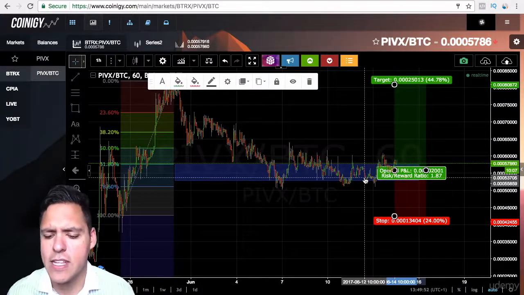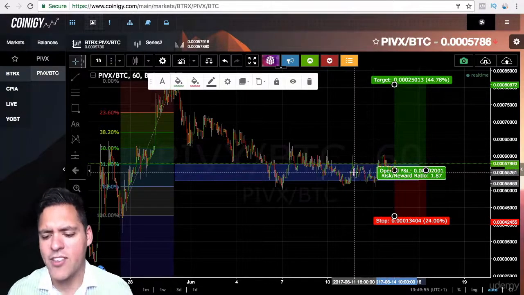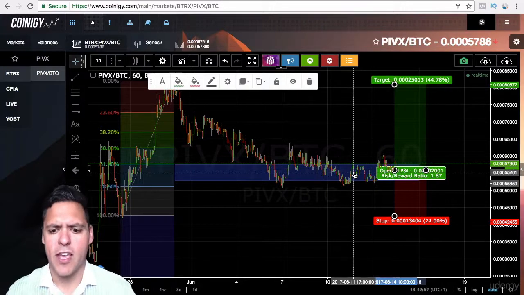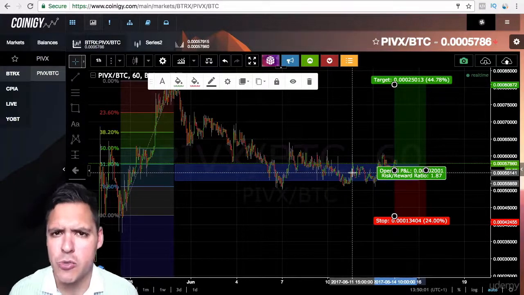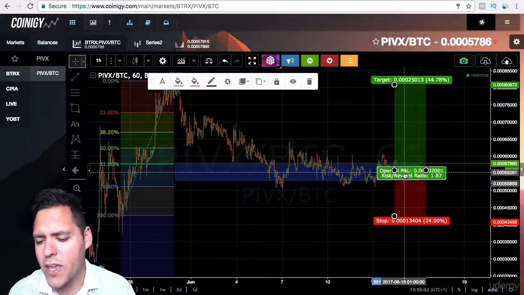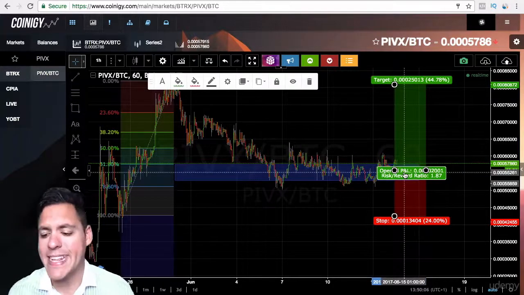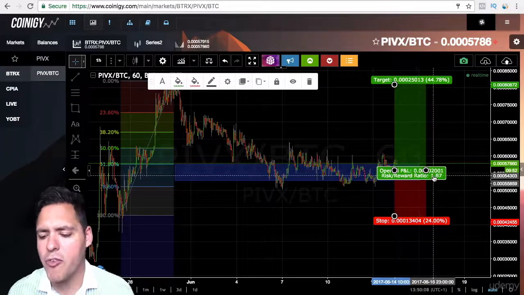So two things I need you to remember from this: optimal trade entry, the OTE. That is what the Fibonacci retracement allows you to deduce. And then we have got the risk-reward ratio. Ideally, you want it above 2.